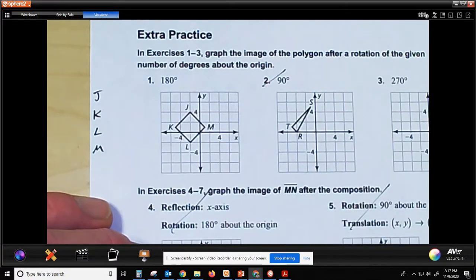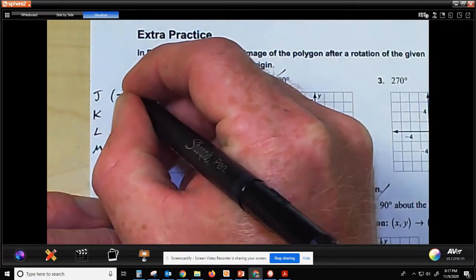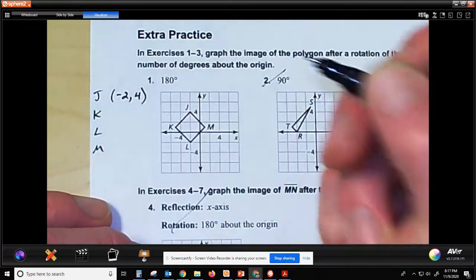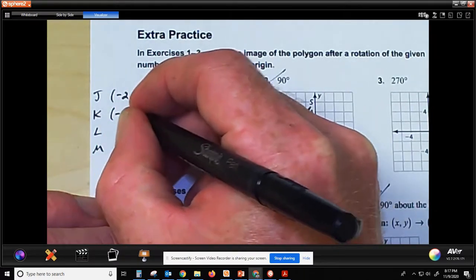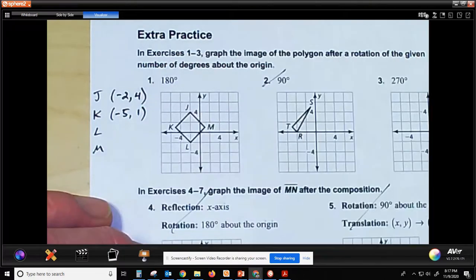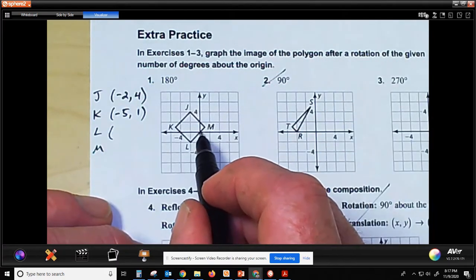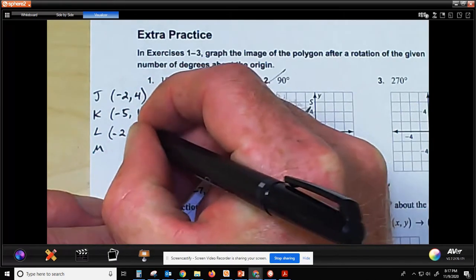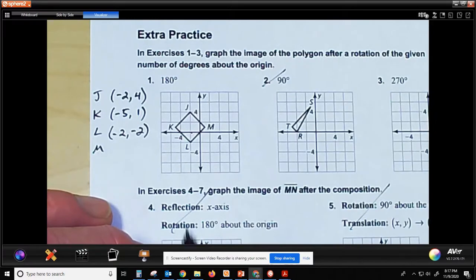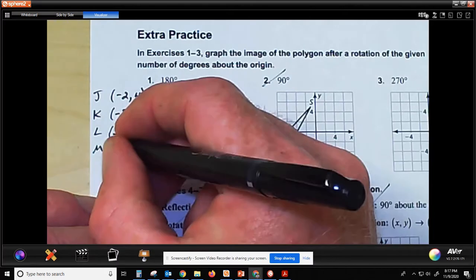Okay, so I'm going to fill these in for myself here. -2, 4. K I read as -5, 1, because it's just above the x-axis. L, I believe, is -2, -2. Good thing we played Battleship. And M, remembering that this is by twos, M is a 1, 1.